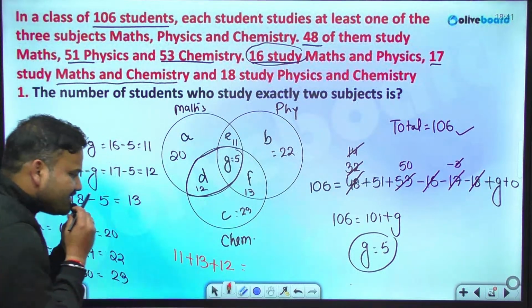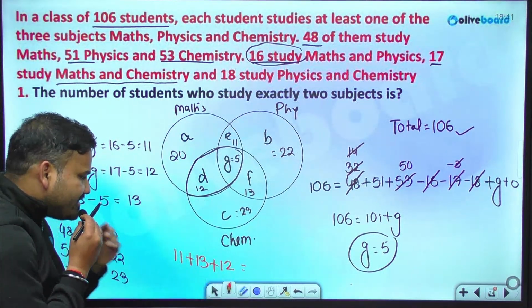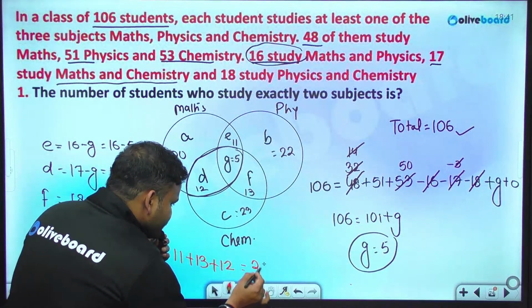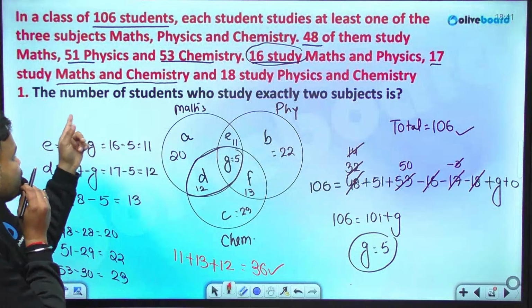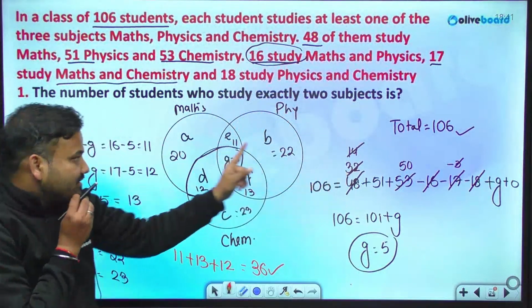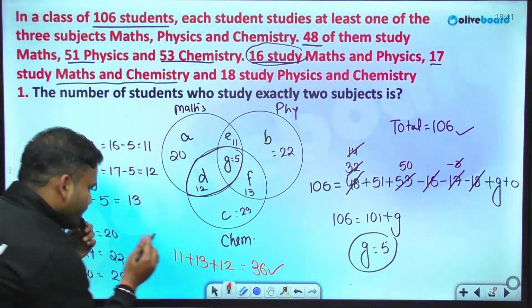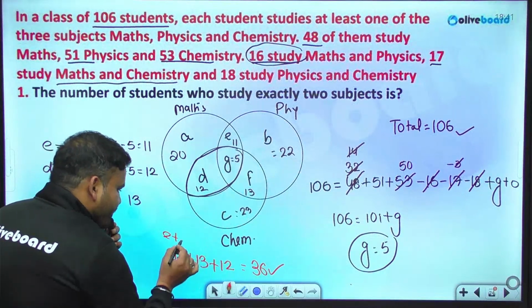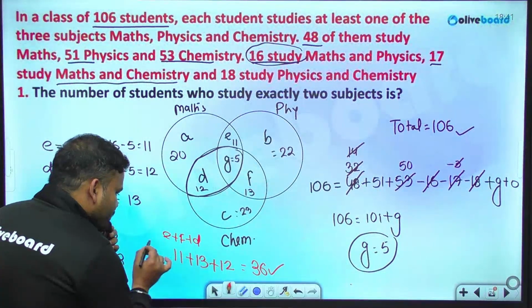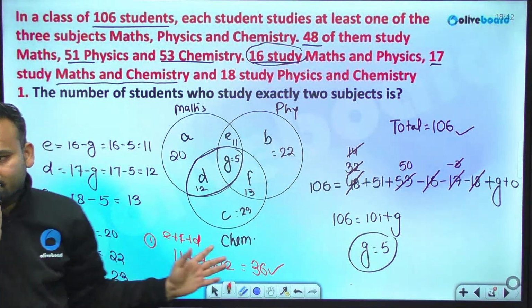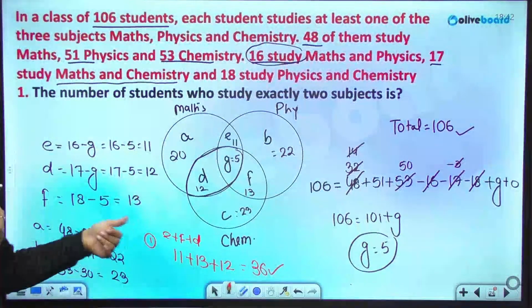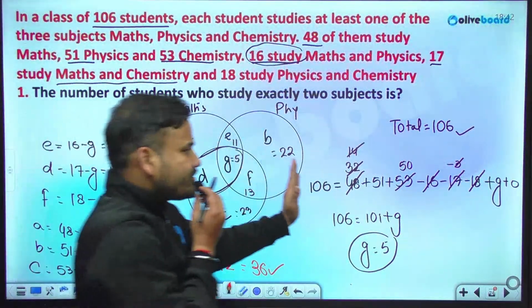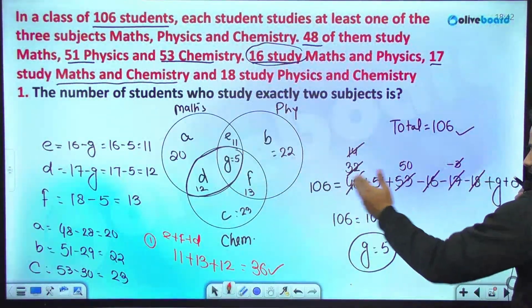So what is your answer? 10, 20 and 30 and 36. So there are 36 students who are studying exactly 2 subjects. For those students who are studying exactly 2 subjects, it will be E plus F plus D. So the answer of the first question will be 36. Is it clear? So this is a triple Venn diagram. Now you will be able to do all the questions. So this particular value was important.